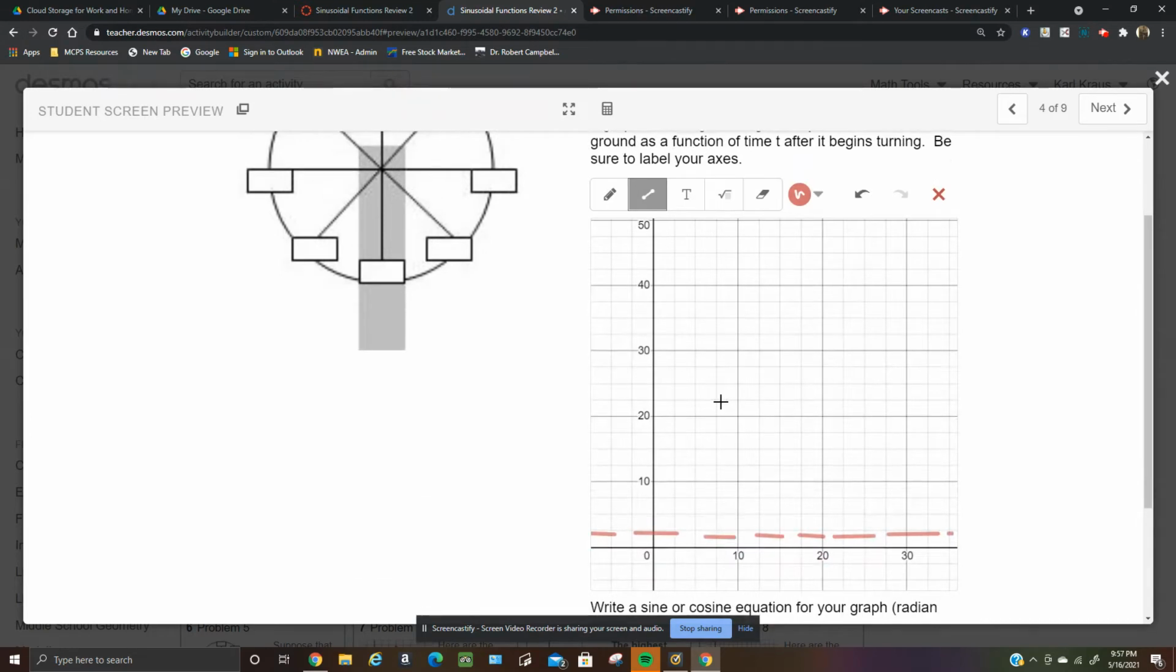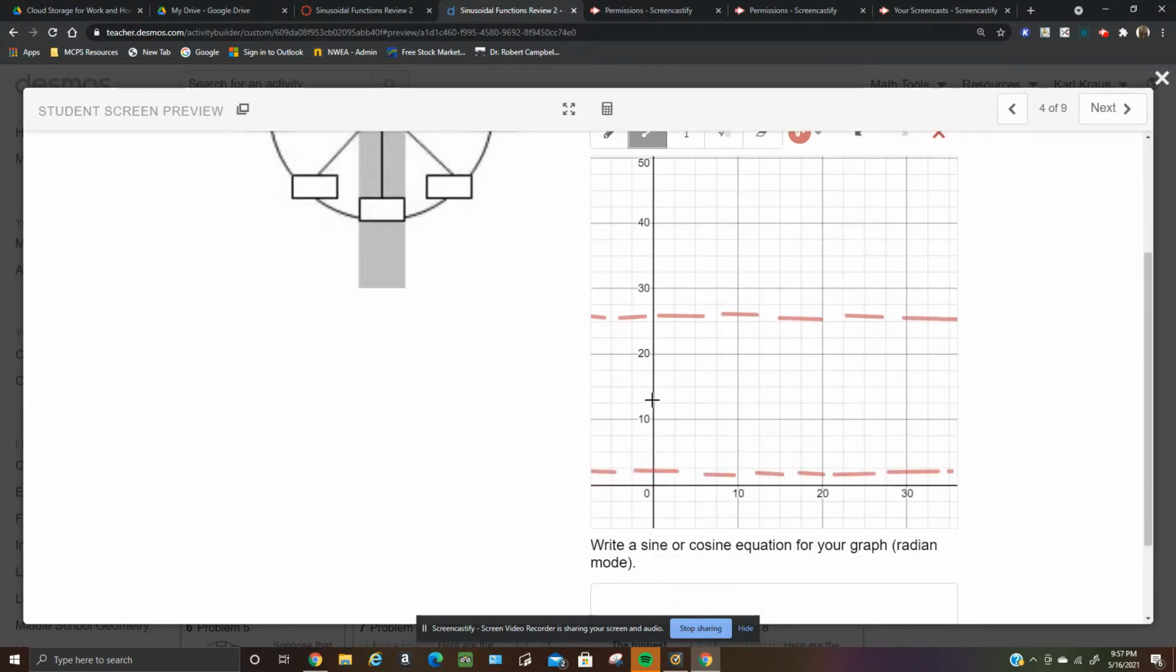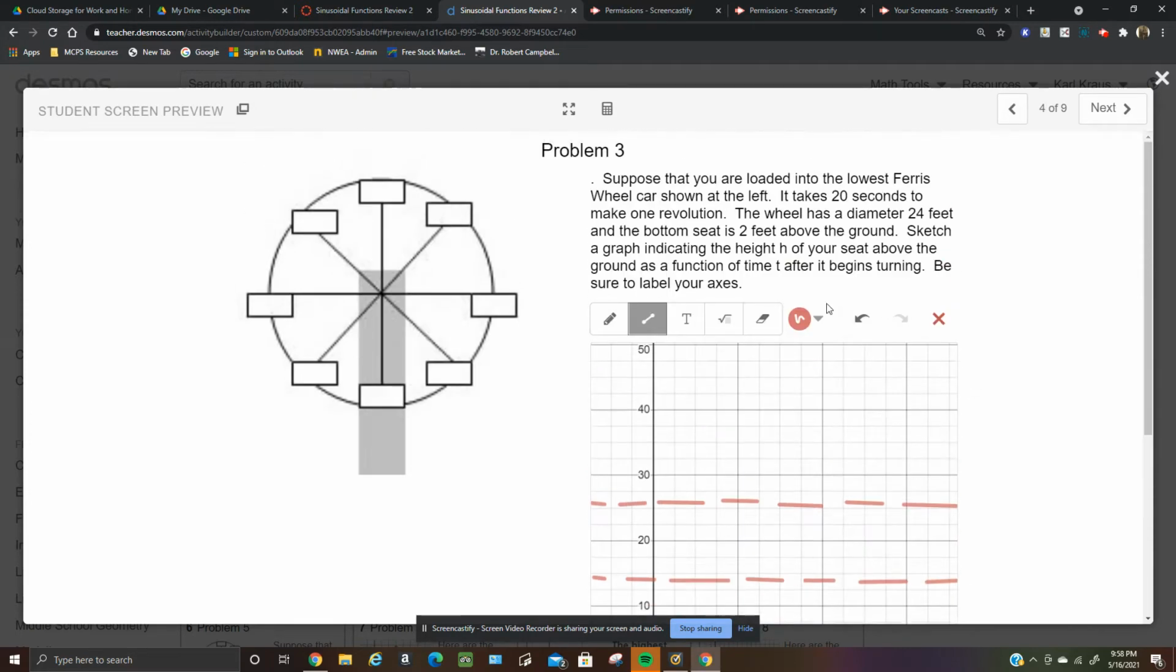And then 26 is 25, so a little bit above 25 would be 26. And then 26 and 2 is 28, 14. This would be 15 right here, so a little bit below 15 is 14. So let's go ahead and label these now.